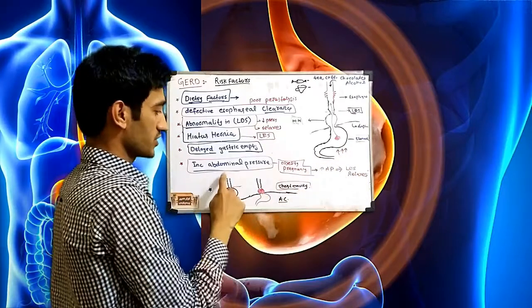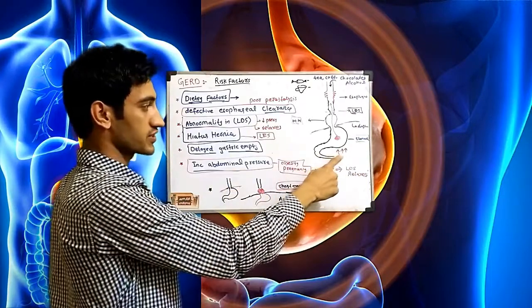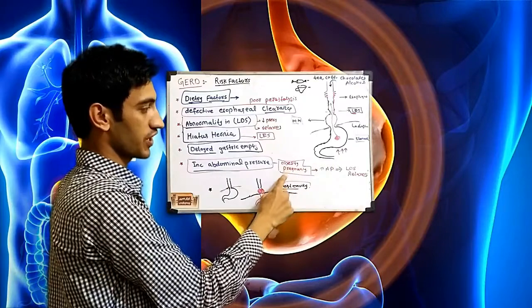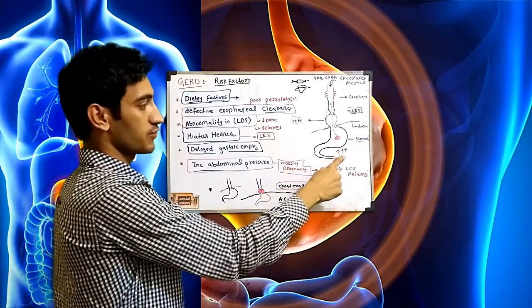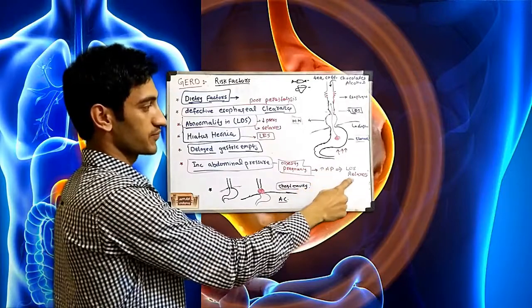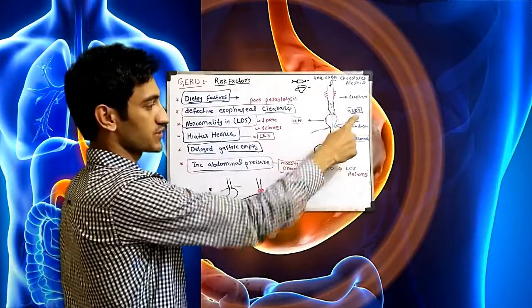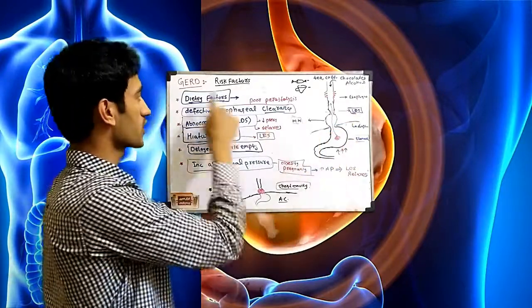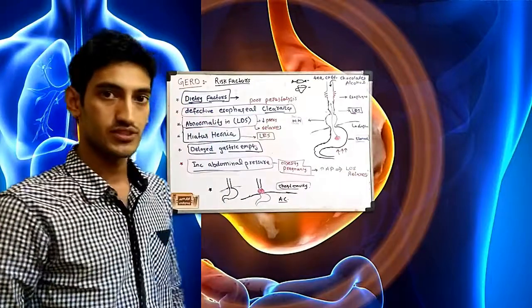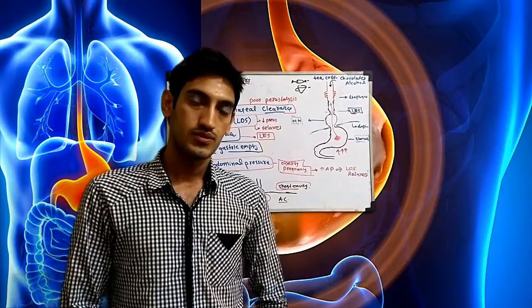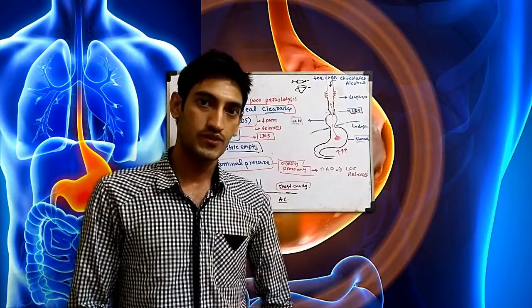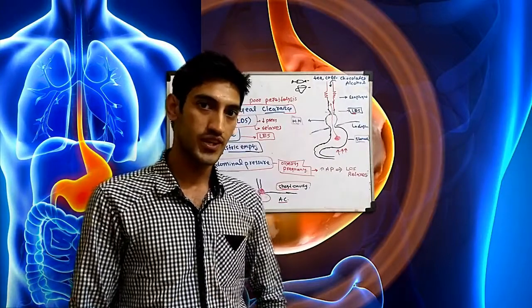The last one is increased abdominal pressure. In certain conditions like obesity and pregnancy, there is increased abdominal pressure, and when there is increased abdominal pressure, the lower esophageal sphincter will relax, leading to gastroesophageal reflux disease. Now we will talk about the clinical features of gastroesophageal reflux disease.